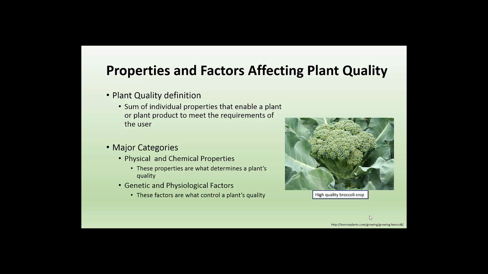Plant quality is defined as the sum of individual properties that enable a plant or plant product to meet the requirements of the user. The various physical and chemical properties of the plant are what constitute a plant's quality, while the various genetic and physiological factors are what control a plant's quality.